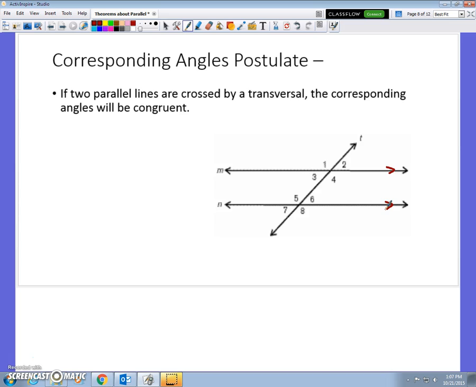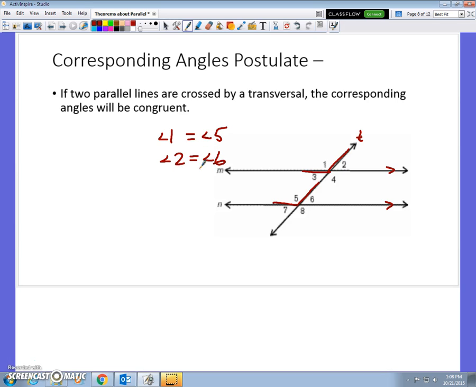So we are going to say that line M and line N are parallel, and line T, our transversal, intersects both of them. Our postulate says that if two parallel lines are crossed by a transversal, the corresponding angles are equal. So angle 1 is equal to angle 5. When we start justifying our steps, this is going to be part of it. We know these corresponding angles must be congruent, or we know angle 2 must be equal to angle 6.